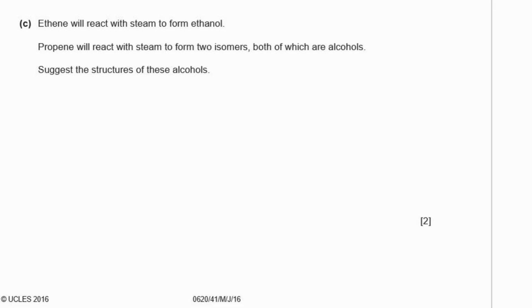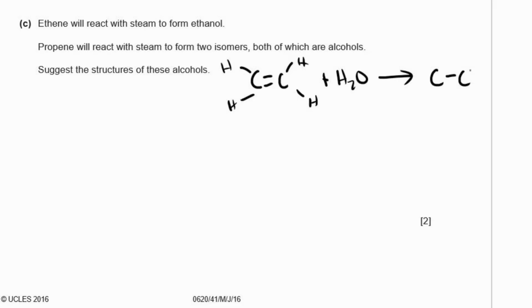Although it told you that up above, but if you don't remember it, that's how you do it. All right, so we have ethene. We have C double bond C, H, H, H, H. It reacts with steam to form an ethanol. So what it does here is it reacts with water, H2O, to form an ethanol, C, C, H, H, H, H, H, OH. All right, so that's all it's doing.